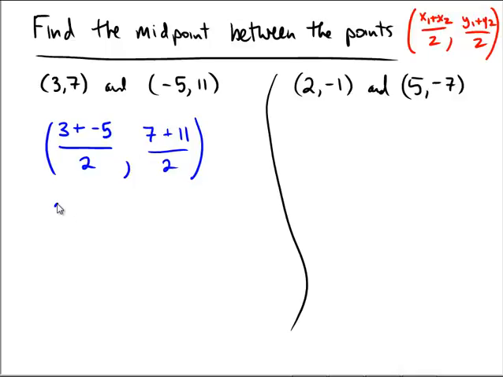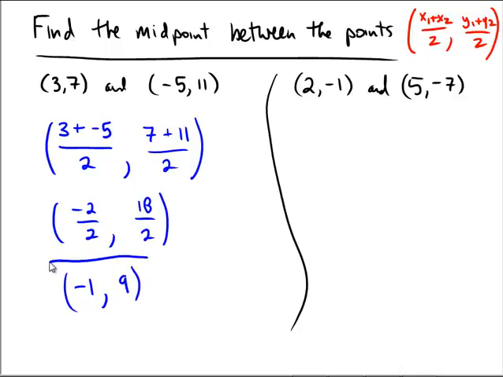Now, 3 plus negative 5 is negative 2 over 2, and then 7 plus 11 is 18, and that's over 2. And of course, negative 2 divided by 2 is negative 1, and 18 divided by 2 is 9. So therefore, the final answer to this problem would be negative 1, comma 9.